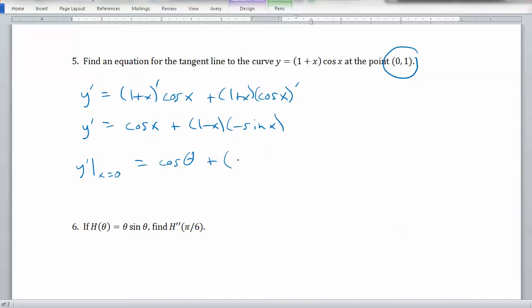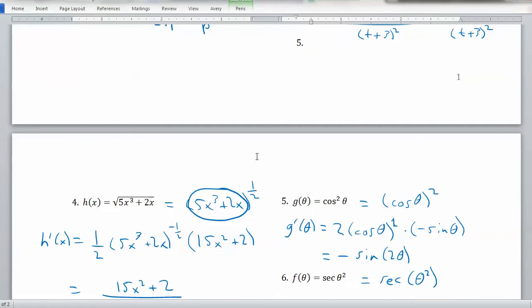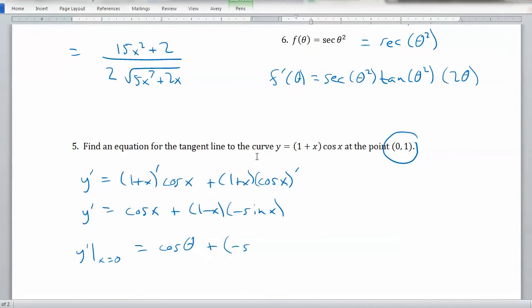And then I have a negative sine of, oops, that was not supposed to be theta back there. I'm so used to writing thetas. All right, how am I going to?